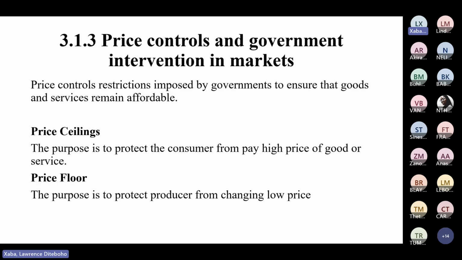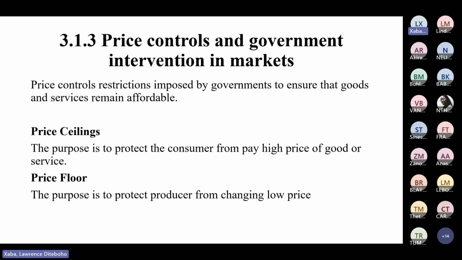In a case where the government is protecting the consumer, we call it a price ceiling. That's where the government's purpose is protecting the consumer so that they don't pay excessively high prices for goods or services. Also, in a case where we have what is called a price floor, the interest of the government is in the producer, where they look at ensuring the producer is not selling at a low price.